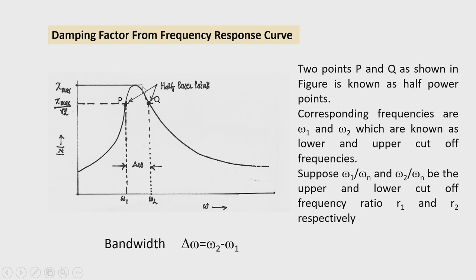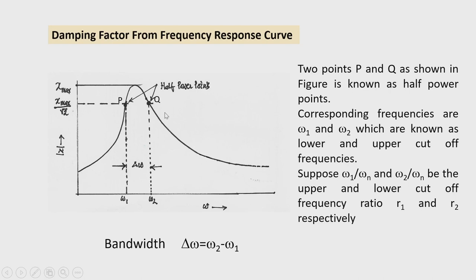Now, select a curve with some arbitrary damping, and this is the resonance peak. The resonance peak is given by delta st divided by 2 xi, because this is the expression that we have found. And we select two other points, which are known as half power points, where the magnitude of the response is x max divided by root 2, that is 0.707 times the resonance peak. So, we get these two half power points on this curve.